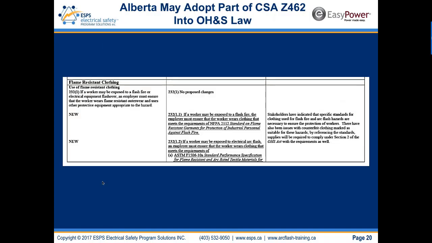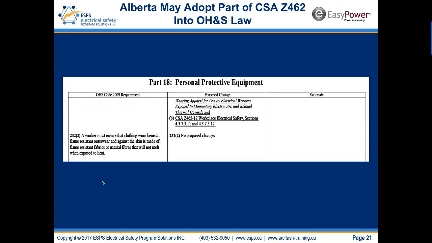In Alberta, this is an excerpt of the changes where they will be specifically identifying arc flash in an existing regulation related to flame-resistant clothing. They're going to uniquely identify it as arc flash, or that's the hazard, and arc-rated clothing, adopting ASTM F1506 into law, and 2 clauses from Z462. So part of Z462 is planned to be adopted into OHS law in Alberta.